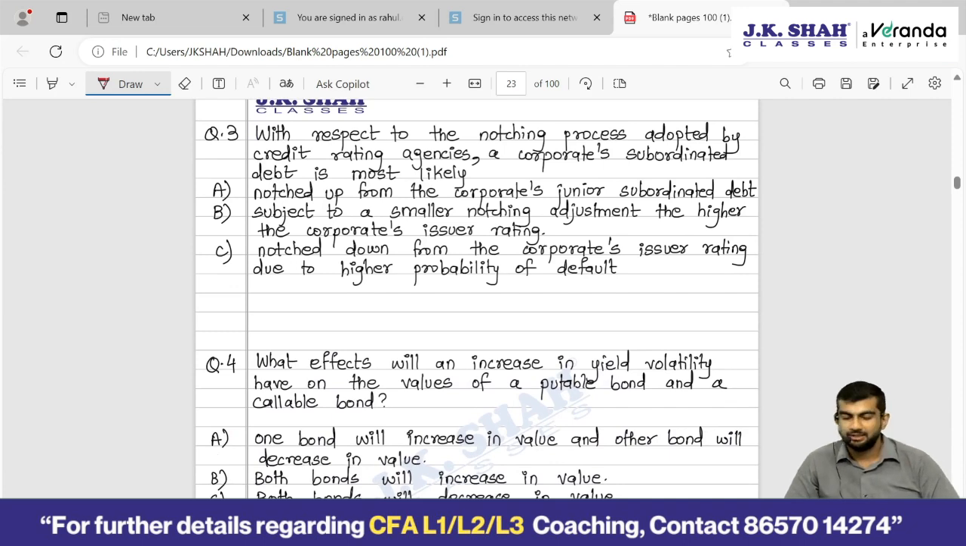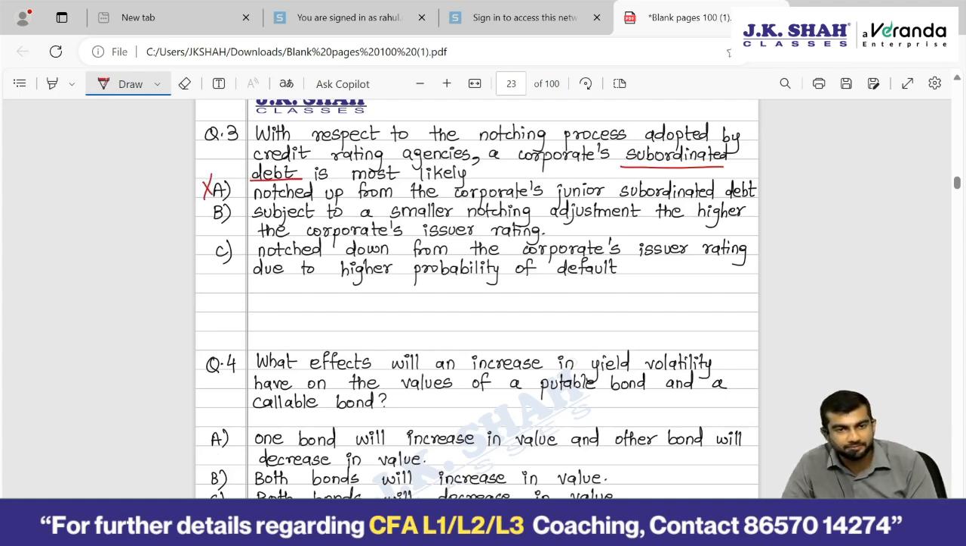With respect to the notching process adopted by credit rating agencies, a corporate subordinated debt is most likely. First of all, what is the meaning of notching? Notching is the difference between the issuer credit rating and the specific bond's credit rating, right? Now, option A says notched up from the corporate's junior subordinated debt, so they are comparing the credit rating of two bonds. Whereas we have to compare the credit rating of this subordinated debt with the issuer credit rating. So A does not signify notching.